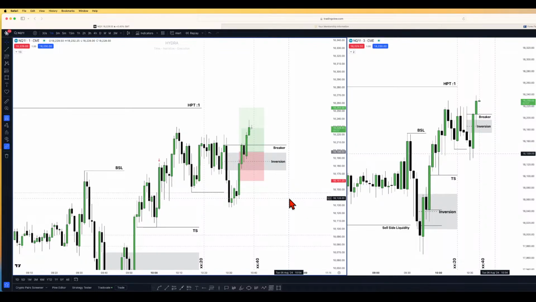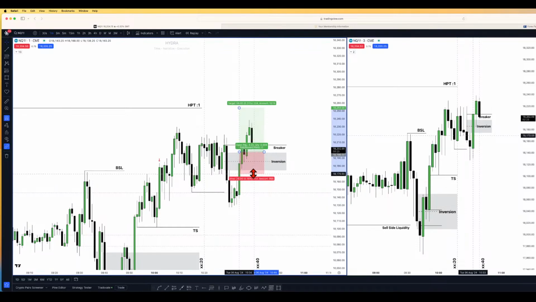At least give a partial. So where to take a partial in this trade: up here at this swing high. That would have given you 32 points. Stop coming just below the inversion now.